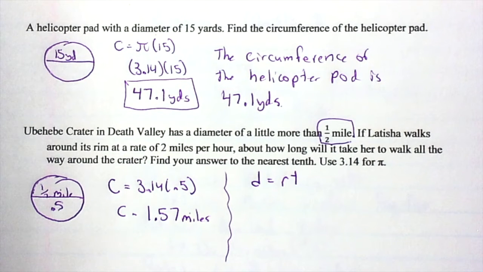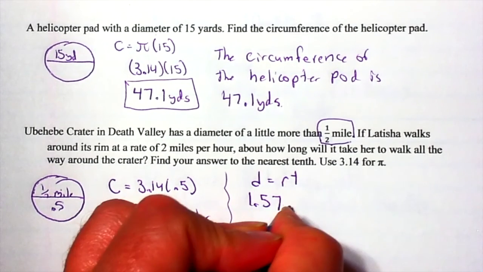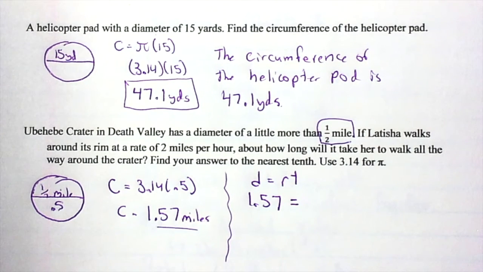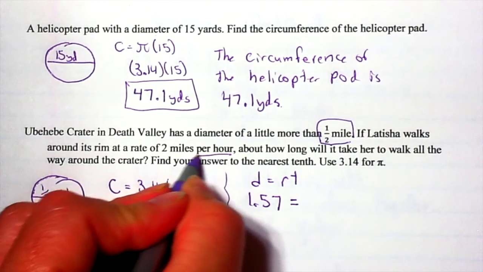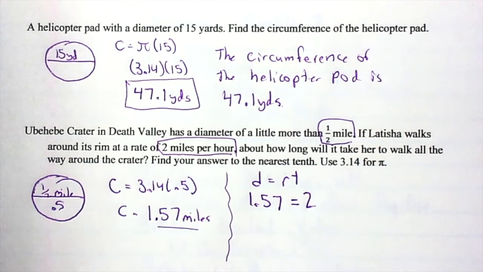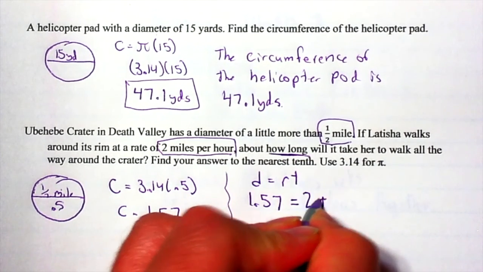Distance equals rate times time, or as sometimes they refer to it, a dirt problem. Well, they've given me the distance. That's what I found right here. The distance is 1.57 miles. The rate is how fast she's walking. They told me her rate was 2 miles per hour. Now, the one thing I don't know is the time, and that's how long. Well, that's t.